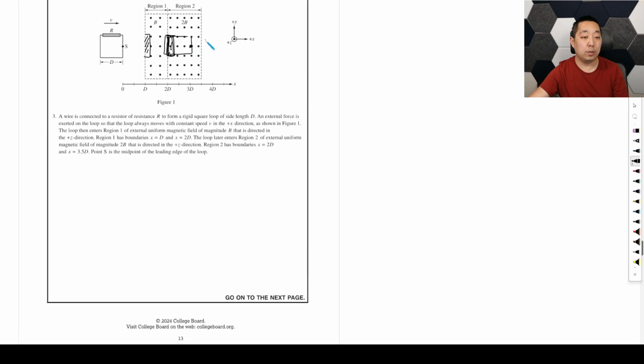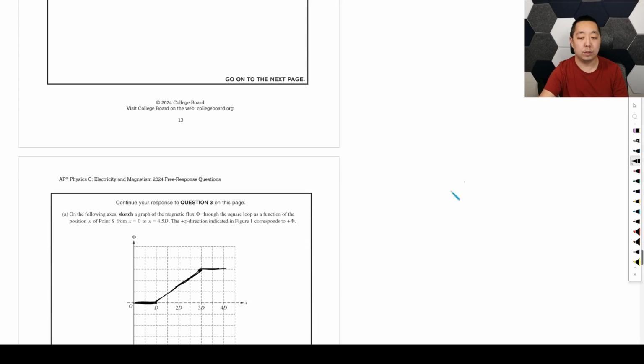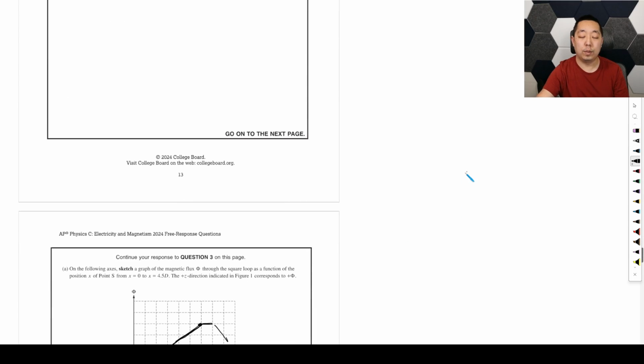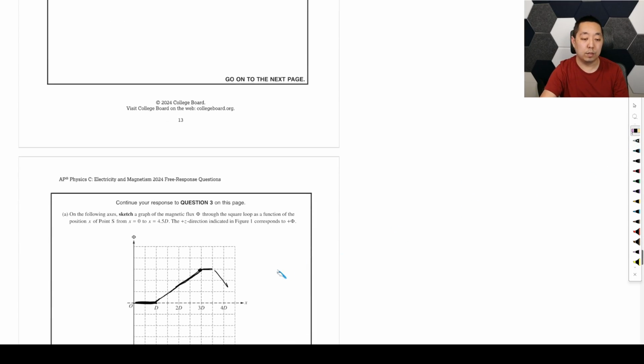Right, until we enter 3.5D, and then it will start to decline, because then the leading edge, then the loop won't fully be in here. So once we get to 3.5D, then it will start to decline. And by the time we get to 4.5D, the loop will be entirely out. So we need to be 0 by the time. It would just have gotten out to a flux of 0. So we need to decline all the way to 0 at this point. Like that.